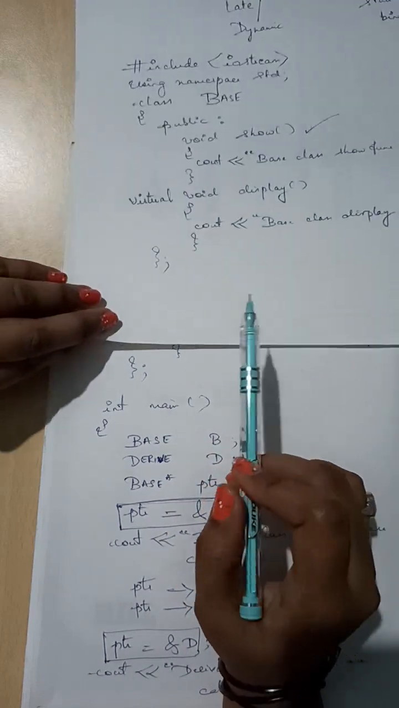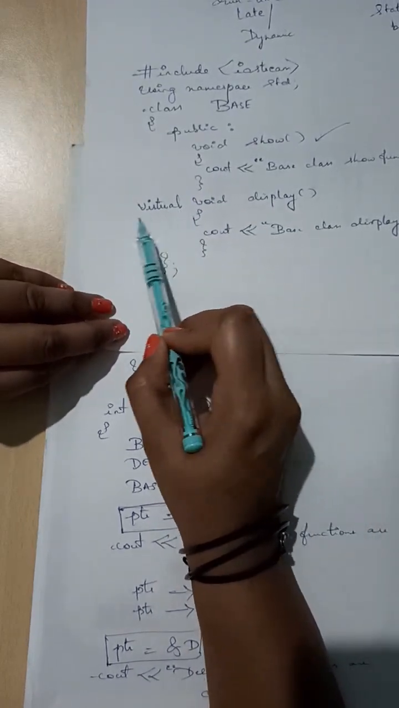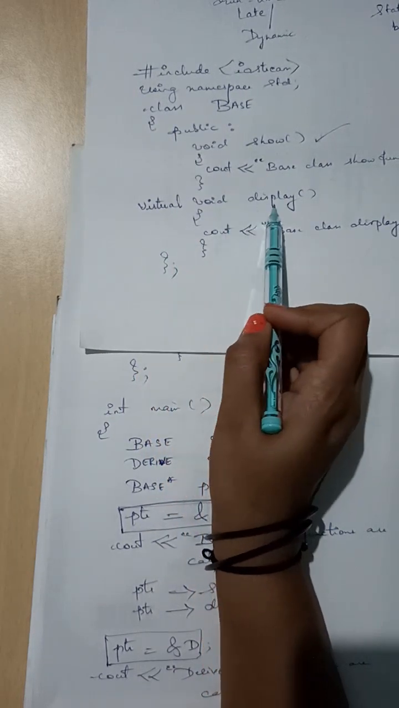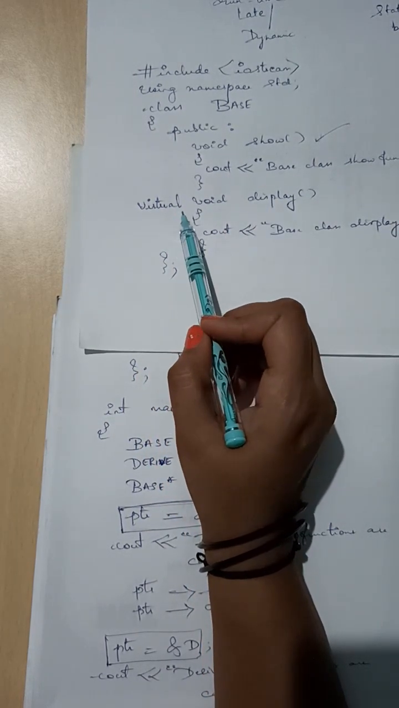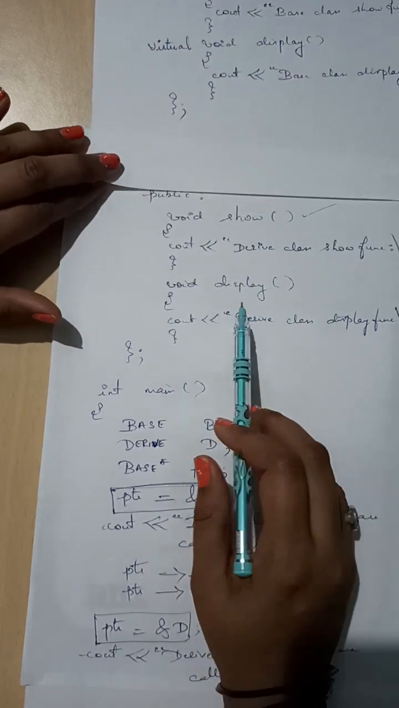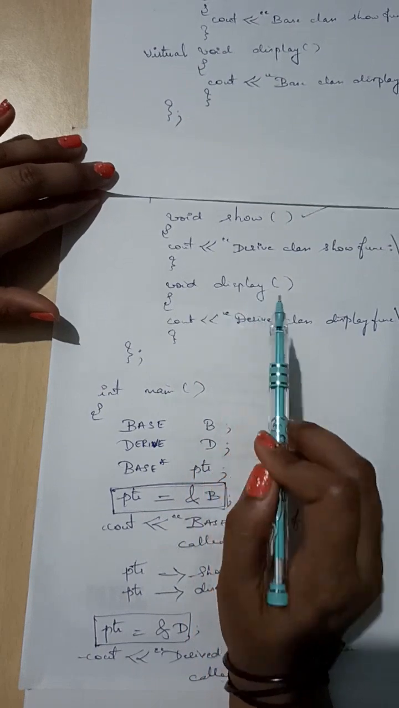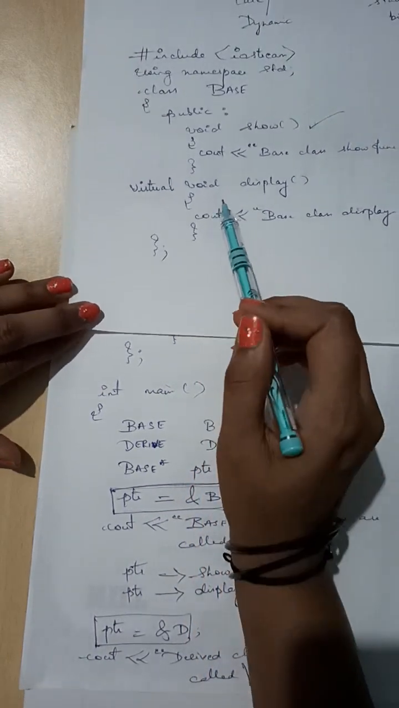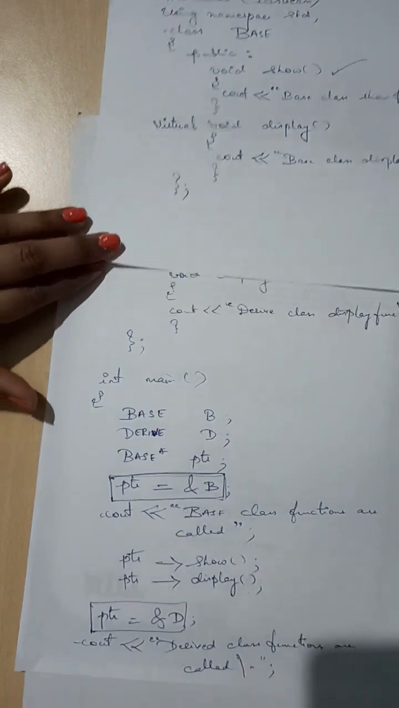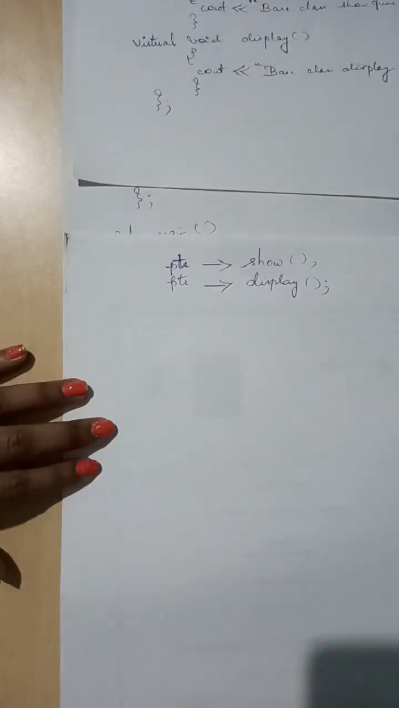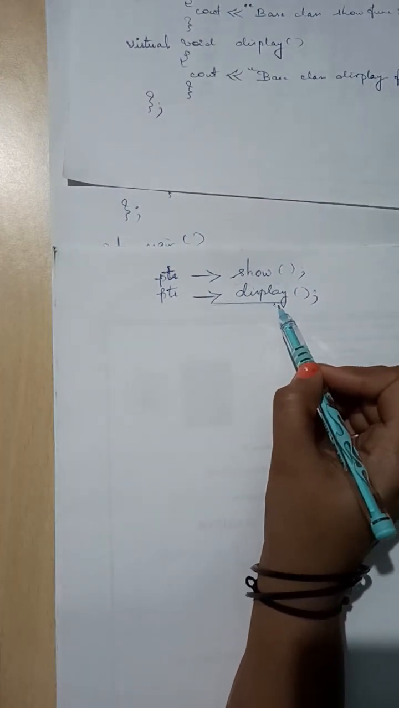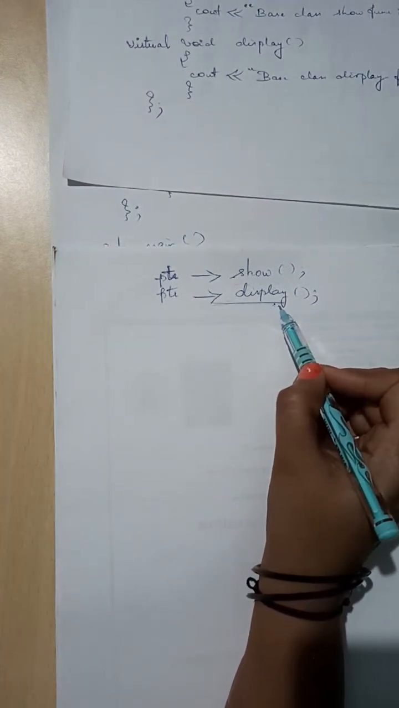And you can see the keyword in the base class. I am using the keyword virtual prefixed to the display member function. So what happens now? The derived class member function, that is the display function, overrides the base class display member function. So now this statement will call the derived class member function.